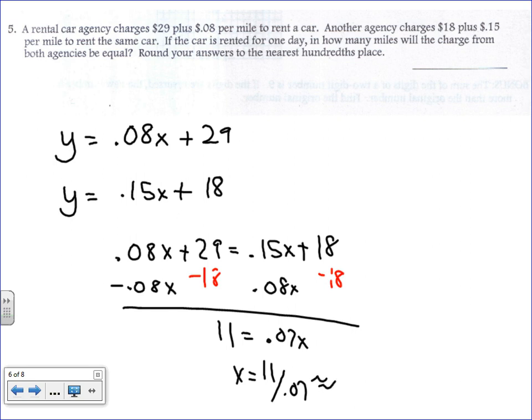And it's 150 something. Somebody with a calculator, what's 11 divided by 0.07? Yeah, that's it. Say it again. 157.14. I rounded it off. See, it says round your answers to the nearest hundredth. So it's 157.14. Questions?